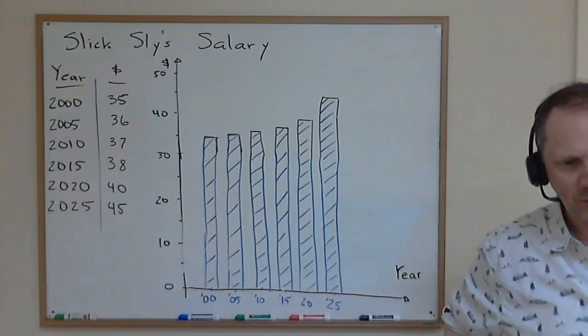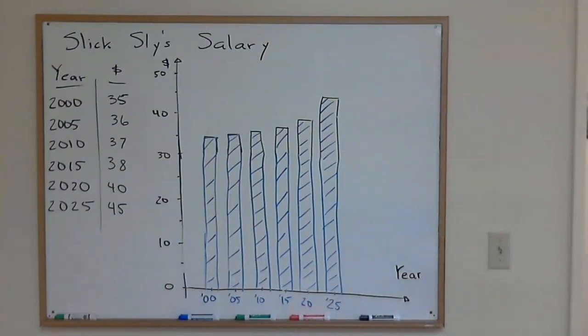All right, for the next couple of illustrations, we're going to basically demonstrate the principle that a graph should faithfully represent the data that it portrays. And that basically means that when numbers are to scale, the images should be similarly to scale. This is an example of Slick Sly's salary.